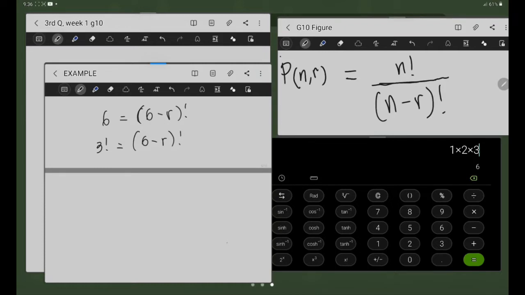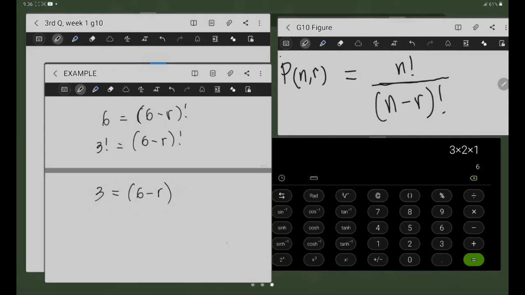Ganun siya. 3 times 2 times 1, so this is equal to 6. So, ito 3 factorial. Itong factorial, ma-simplify na ito. So, ma-remove ang factorial dito. So, maging 3 is equal to 6 minus r. Wala na yung factorial na symbol. So, ito na, simplified form.